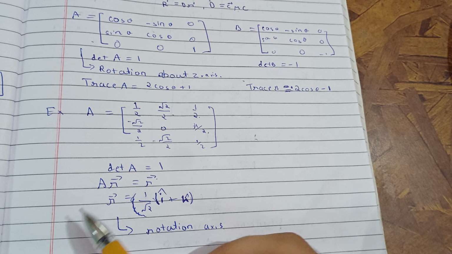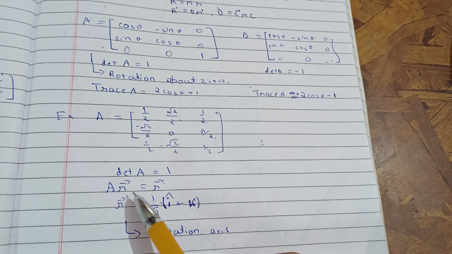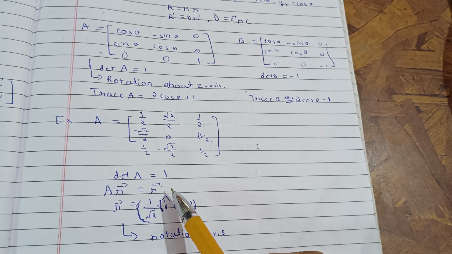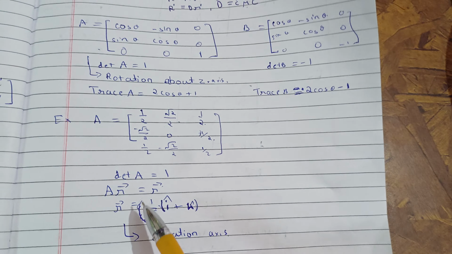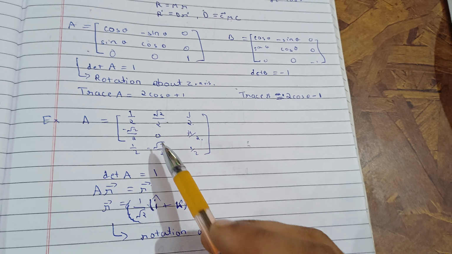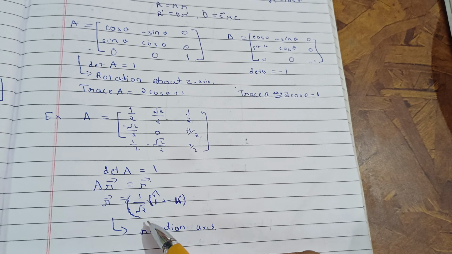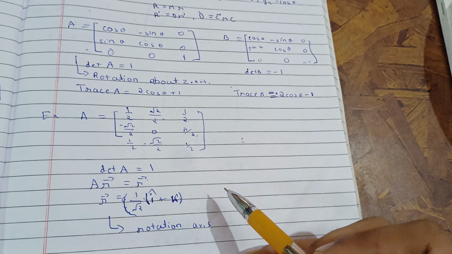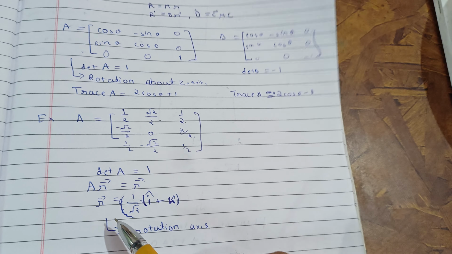So we will say that rotation is involved because we are getting determinant equal to 1. As we did earlier, to find the rotation axis, we will put AR equal to R because the rotation axis will remain the same, it will not transform. So after solving this equation, you will get the rotation axis as 1 upon root 2 (i cap plus k cap). This is the rotation axis.